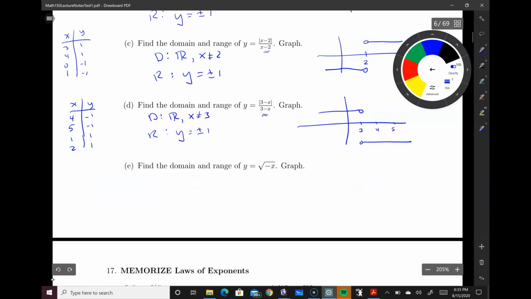All right, and this last one here. With a radical, you have to have a positive inside the square root. So negative x has to be bigger than or equal to 0, right? Because you can take the square root of 0. And if I multiply by negative, it changes the sign. So that means x is smaller than or equal to 0, and it makes the graph look like this. So that's the domain, and the range will be all the y values that are bigger than or equal to 0.